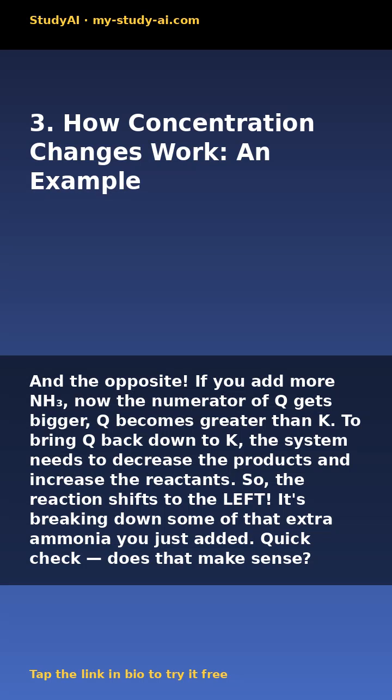And the opposite. If you add more NH3, now the numerator of Q gets bigger, Q becomes greater than K. To bring Q back down to K, the system needs to decrease the products and increase the reactants. So, the reaction shifts to the left. It's breaking down some of that extra ammonia you just added. Quick check. Does that make sense?